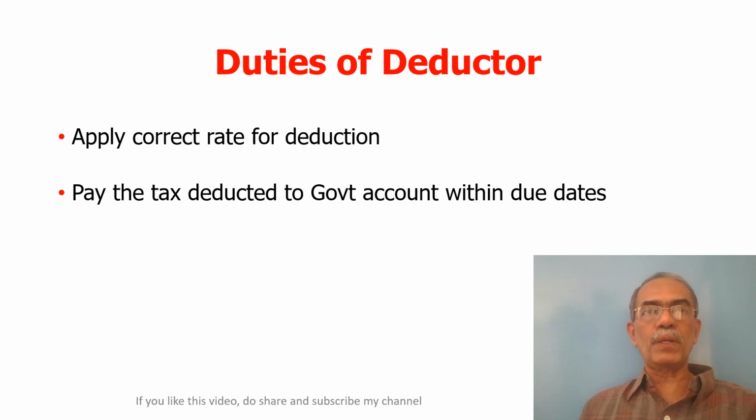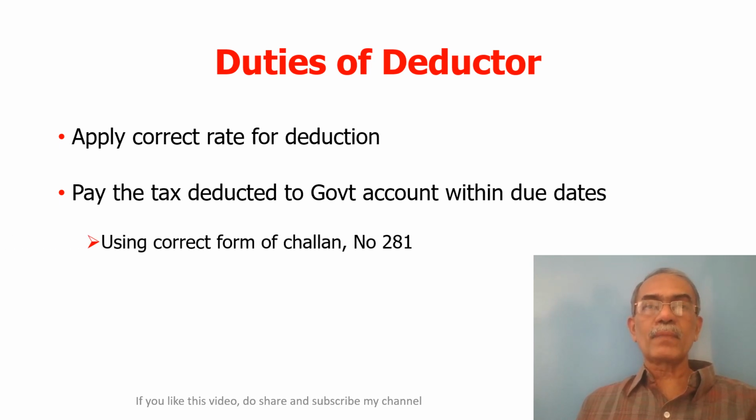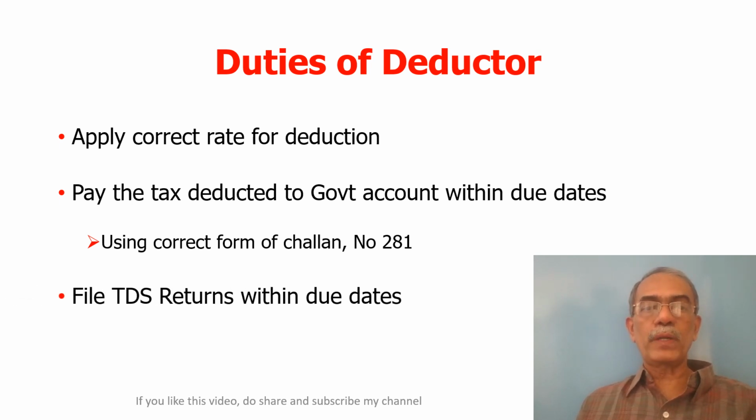Once a deduction is made, the taxes deducted have to be paid to the government account within the due date. The deductor also has to use correct form of challan, which is challan number 281. Later on, the deductor has to file various returns within the respective due dates. Finally, it is also the responsibility of the deductor to issue a TDS certificate to the deductee so that the deductee can claim the benefit of credit for the taxes deducted at source.